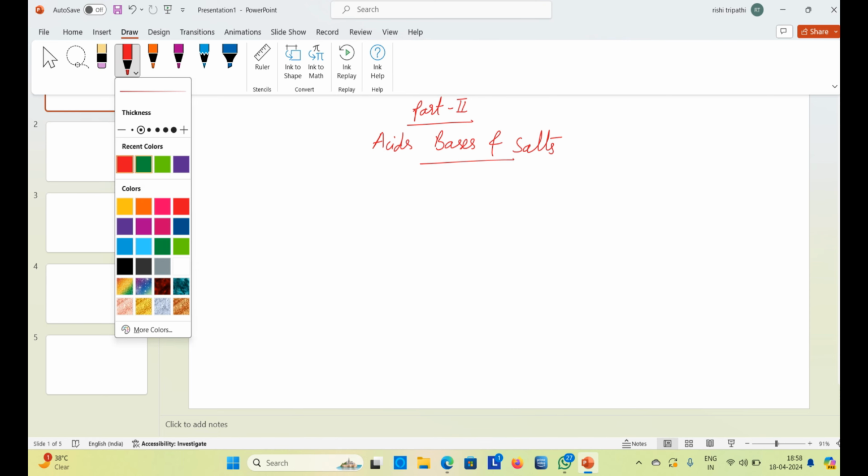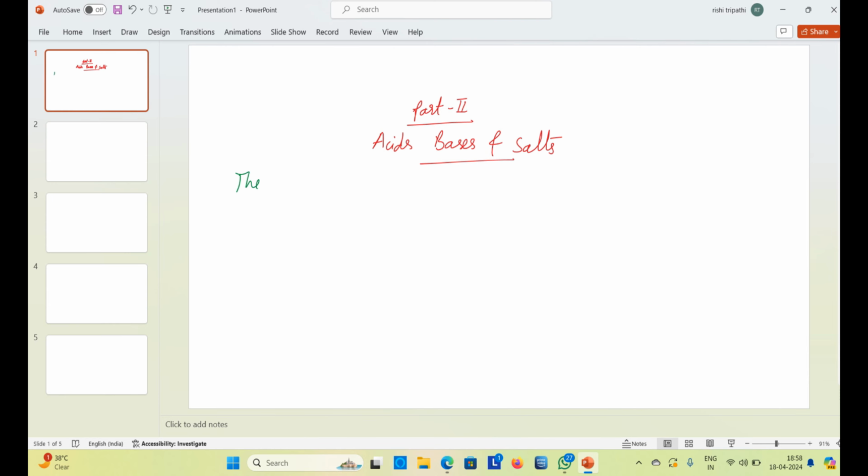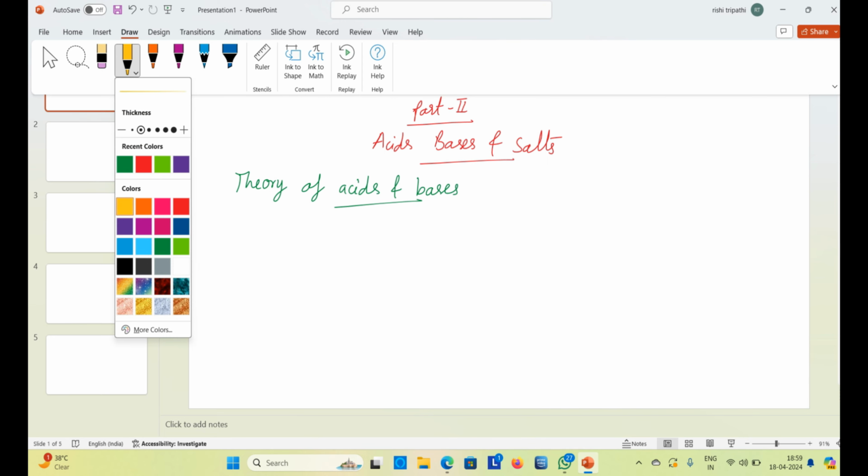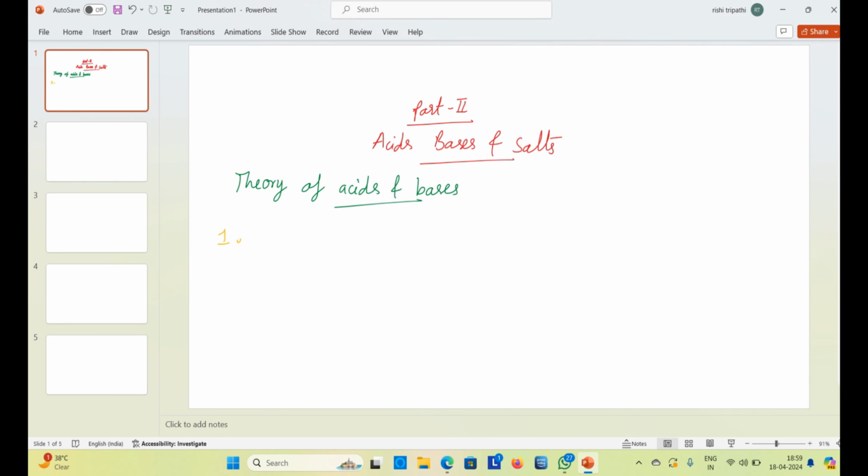And there were the theories of acids and bases, and those were the Arrhenius theory, Bronsted-Lowry theory and the Lewis theory. So today's heading will be theory of acids and bases. First one will be the Arrhenius theory.